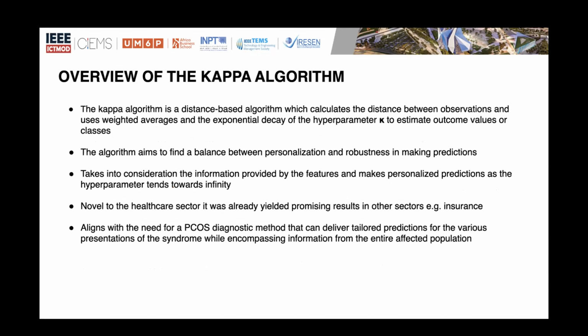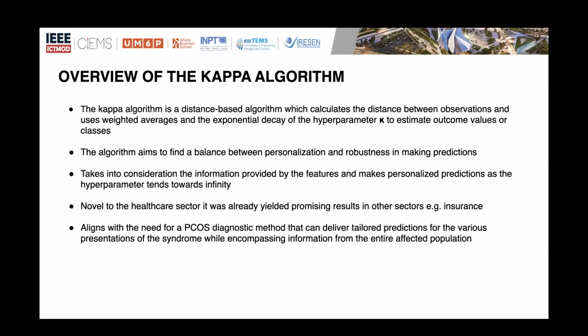Just an overview of the CAPA algorithm. I know a lot of us have presented on it today, so at this point we have an idea of what's going on, but I'll still go over the slide nonetheless. This algorithm was used for this study. It's a novel distance-based method which calculates the distance between observations, which in this case would be the women included in the data set. It leverages weighted averages and the exponential decay of the hyperparameter kappa to estimate the outcome values or classes.